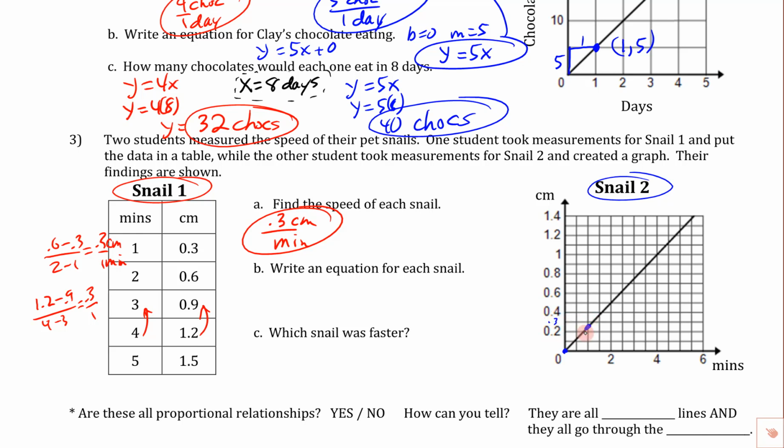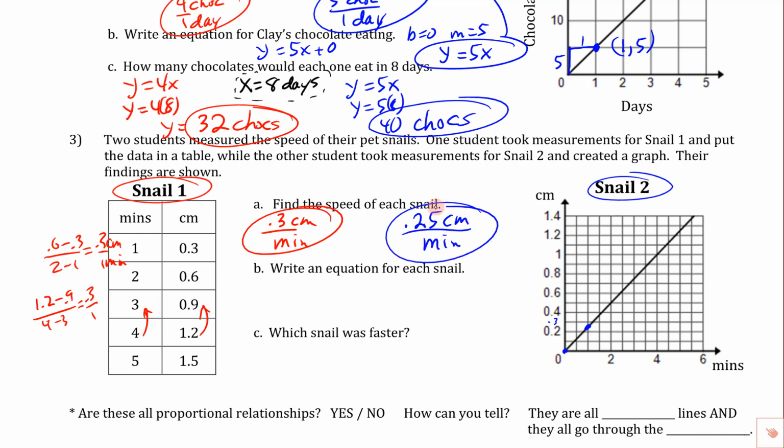So because we've got a graph, I think our best thing to do here would be to just estimate. So I think that's about 0.25. Okay, so I'm going to say that that's 0.25. So 0.25 centimeters per minute. Okay, so I'm going to circle that.